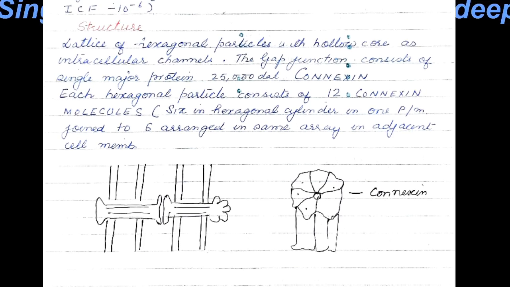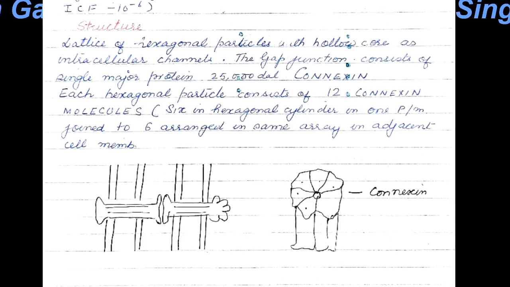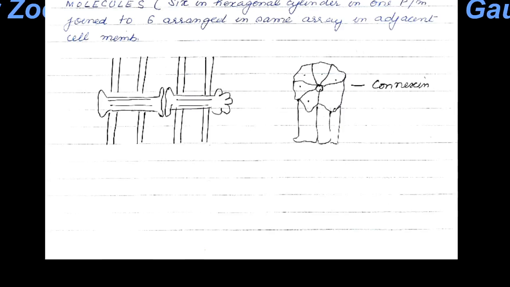This is the diagram of gap junctions. They are also called connexons, and you can see in the middle part that there is a small passage of around 2 to 3 nanometer diameter, through which molecules and other metabolites can pass.